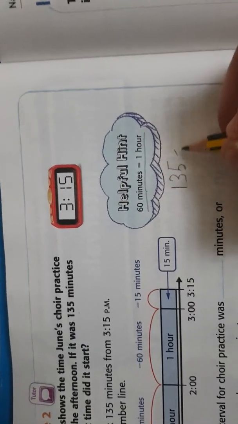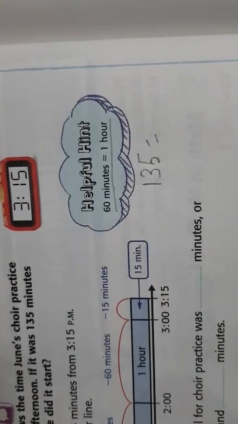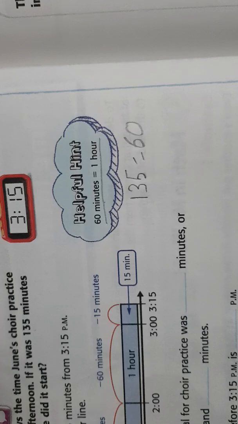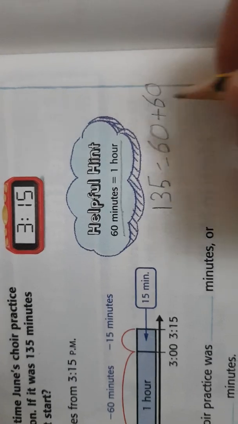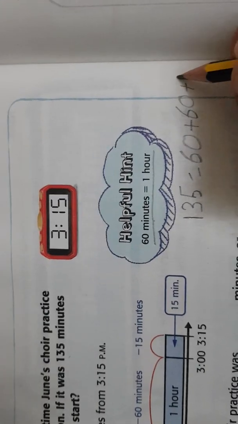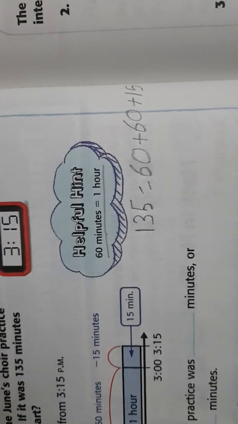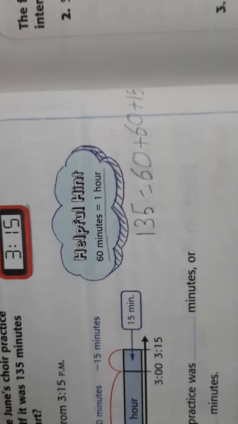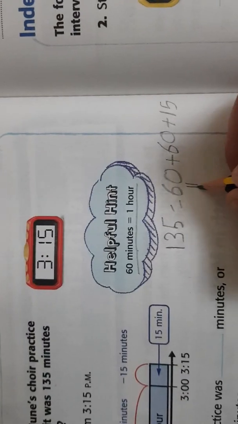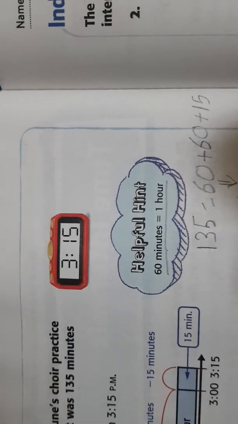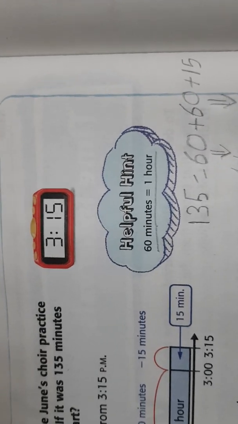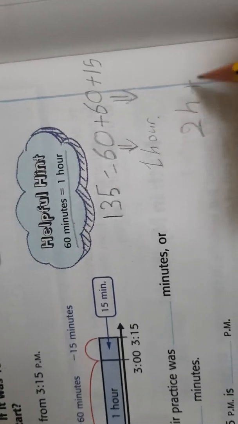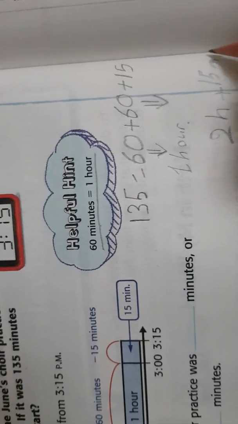So, I will try to cut 135 into parts. If I take 60 minutes from it, did I reach 135 yet? No. Let's take another 60. Now I have 120. What do I need to reach 135? 15 minutes. So can I cut 135 into 60 plus 60 plus 15? Yes, we know that 60 is 1 hour. So how many hours do we have here? 2 hours and 15 minutes.